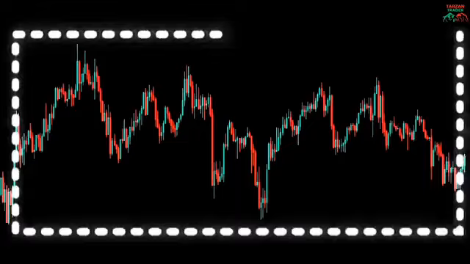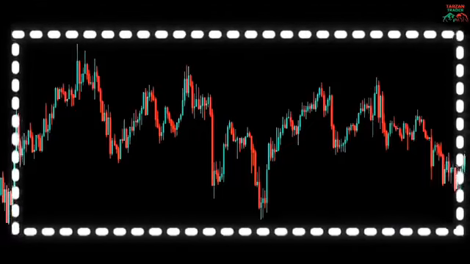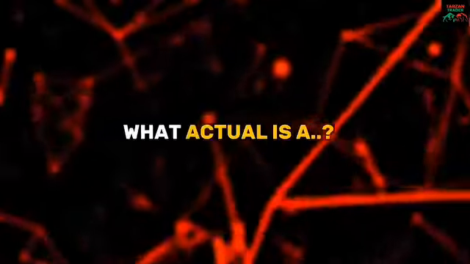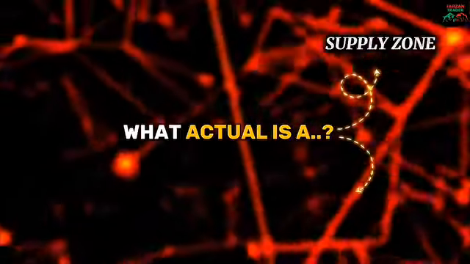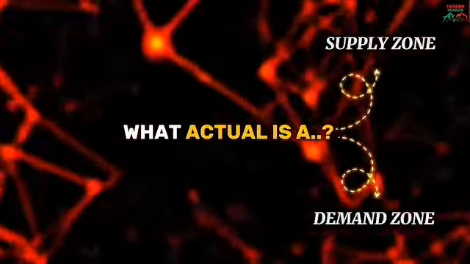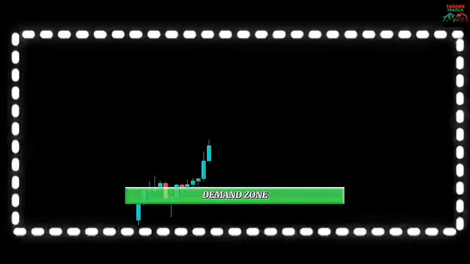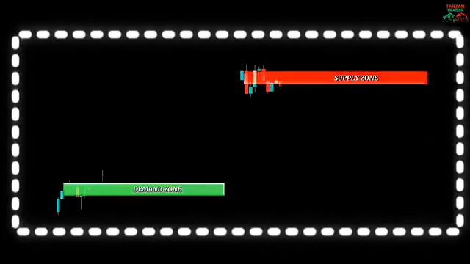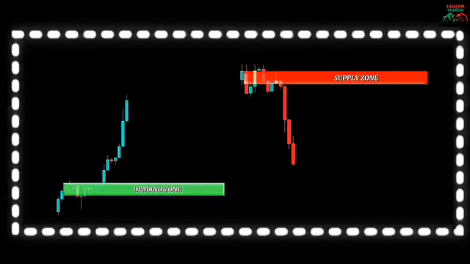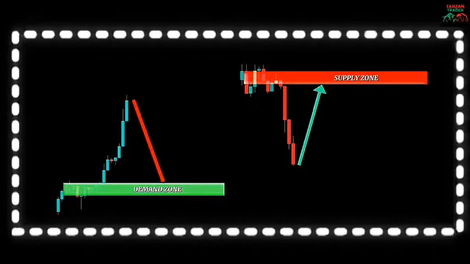Before we start marking zones, let's get one thing 100% clear. What actually is a supply zone, and what actually is a demand zone? A supply zone is an area where aggressive selling started from, and a demand zone is where aggressive buying started from. These zones exist because institutions never get all their orders filled in one move. So when price returns to that area, the unfilled orders push price again.